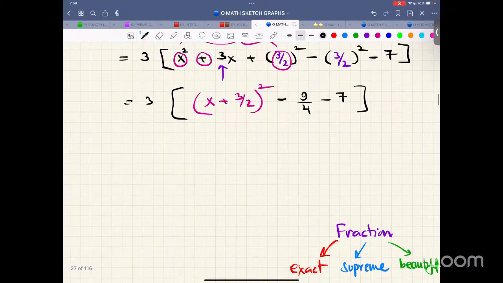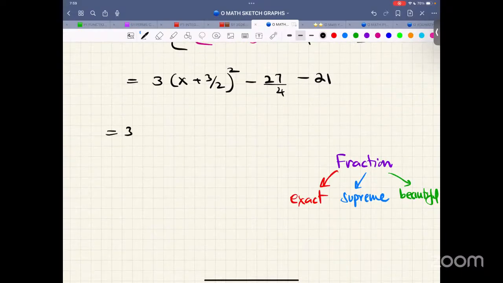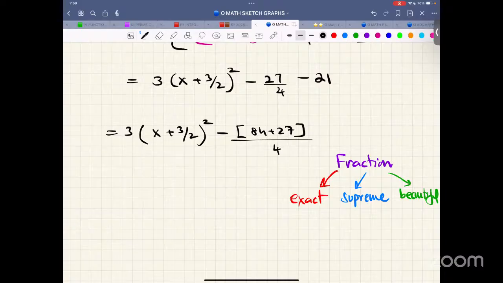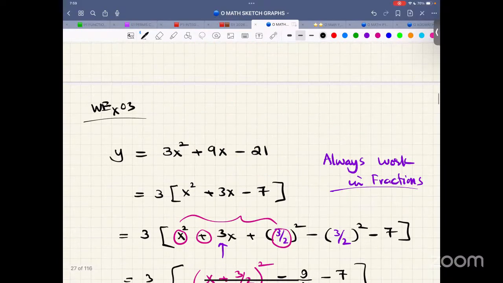Now open it up. So that is 3 times x plus 3 over 2 whole square minus 27 over 4. 3 into 7 is 21. That is 3 times x plus 3 over 2 whole square. 4 into 21 is 84, and 84 plus 27, whatever that is, divided by 4, that is the answer. All good, all clear?